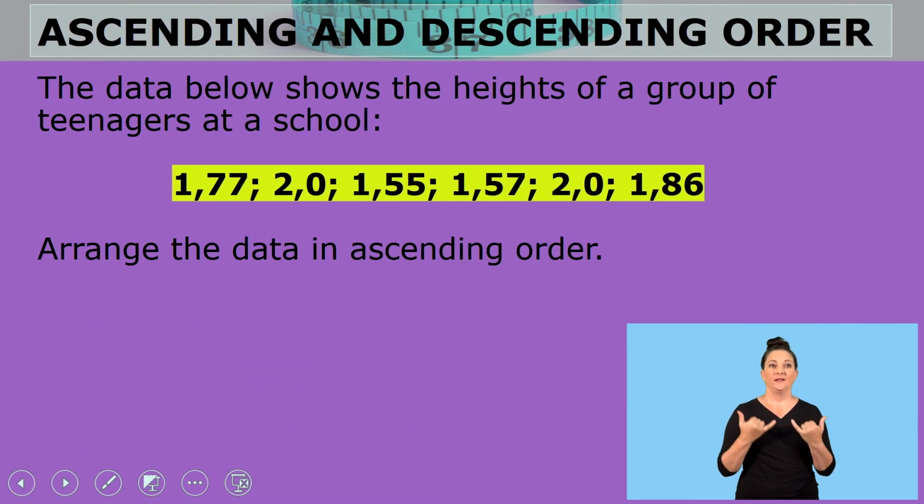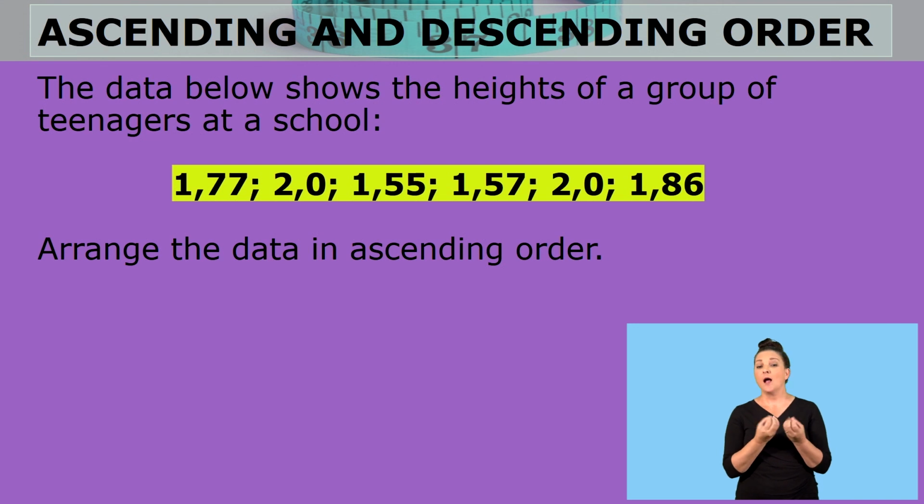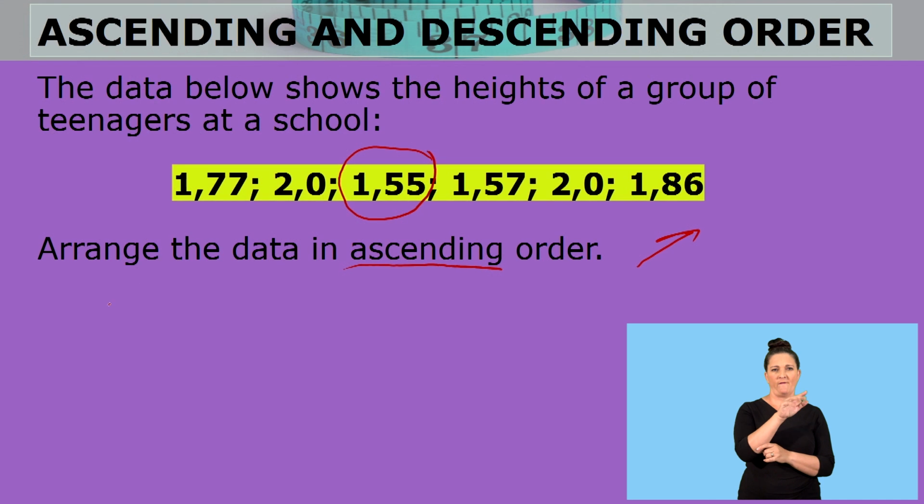The data below shows the heights of a group of teenagers at school. Arrange the data in ascending order. Again, to ascend is to go upwards. So we need the smallest value first. And the smallest value from our lot is right here, 1,55. So that comes first, 1,55.